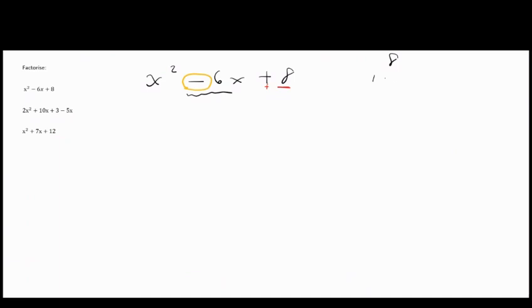8 can be made up of 1 and 8, 2 and 4. So when we add or subtract these two, can we get a 6? 1 plus 8, that is 9. Also 1 minus 8, that is negative 7. 8 minus 1, that is positive 7. And when we look at our second batch, we have a 2 and a 4.